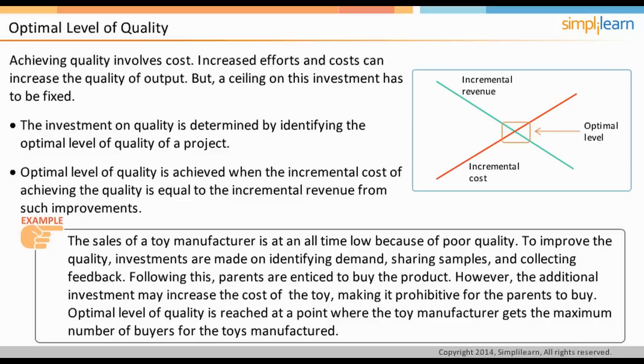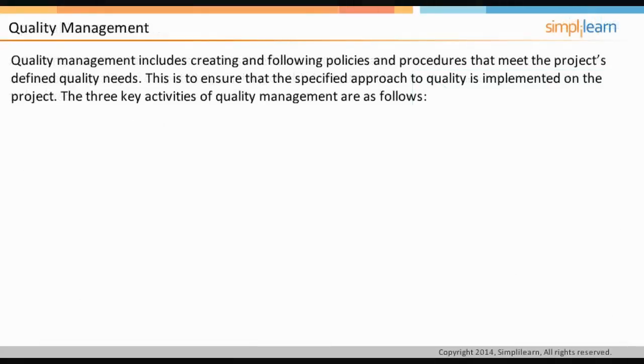Now that we are clear on the concept of quality, in the next screen, let us discuss quality management. Quality management involves performing activities like creating standard policies and procedures and ensuring that those standard procedures are being followed properly in the project. It aims to ensure that project meets all the initial agreed requirements without any deviation and that the specified approach to quality is implemented on the project.